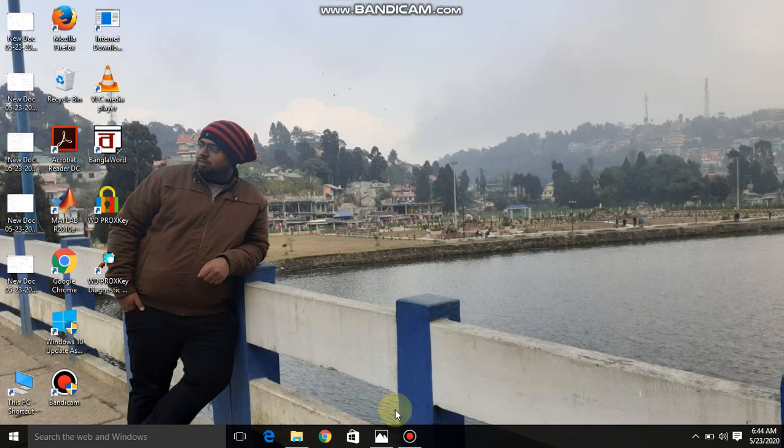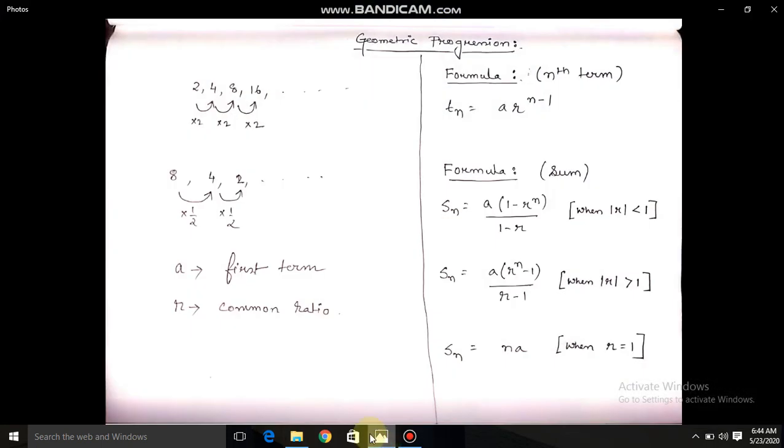Today we will start with geometric progression. Okay, now see what is geometric progression. Now we have learned about arithmetic progression. In arithmetic progression, it was a series or sequence in which the next term was obtained by adding or subtracting something to the first term. Now in geometric progression, the second term is obtained by multiplying or dividing something to the first term.